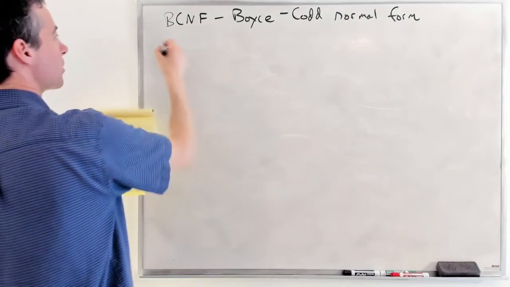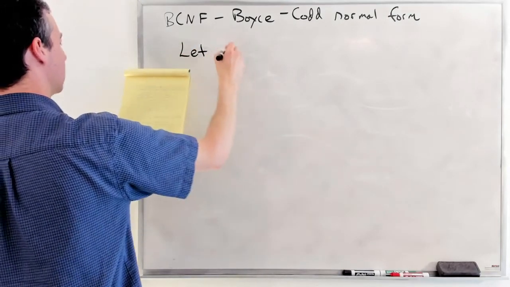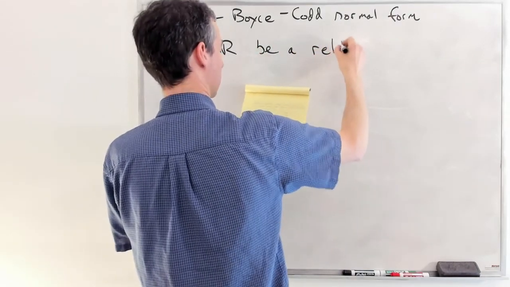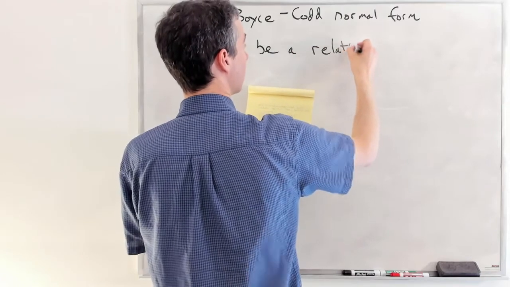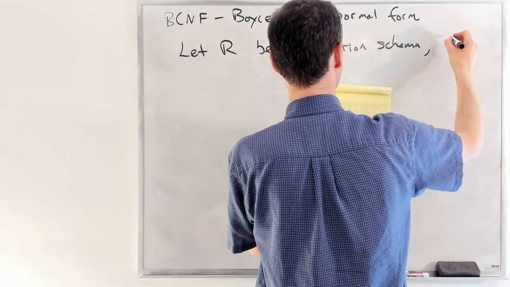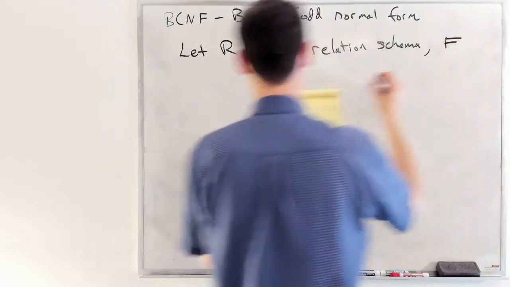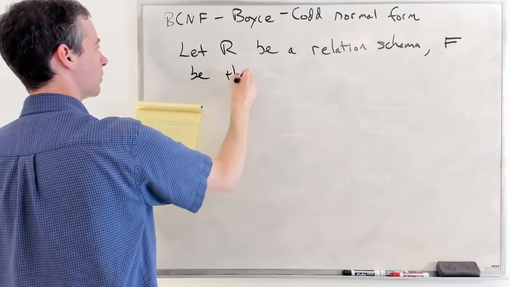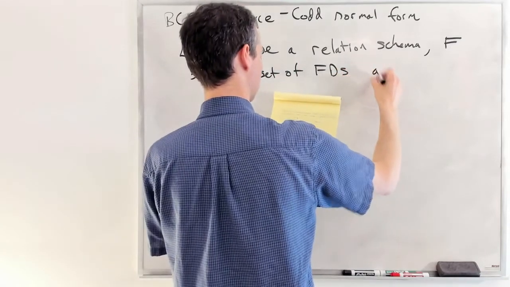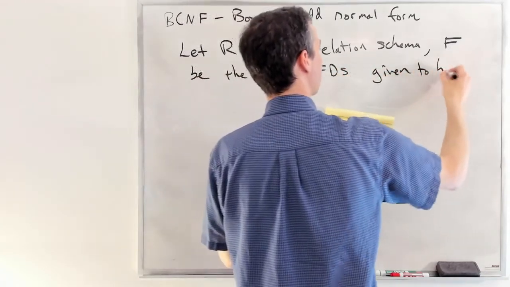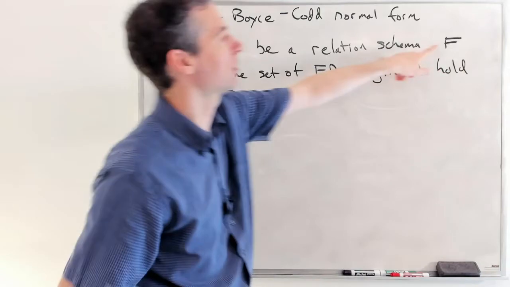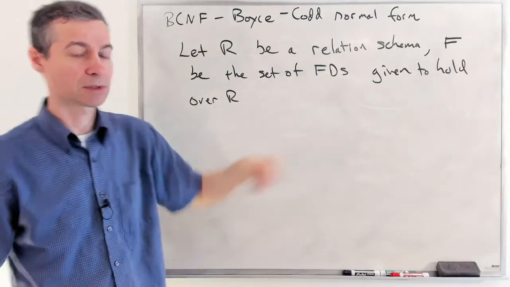All right. So again, this is the definition from the Cow book. Let R be a relation schema. That's the same thing we've said before. We're going to let F be the set of functional dependencies given to hold over R. Now, where are we going to figure out what this set of functional dependencies is?